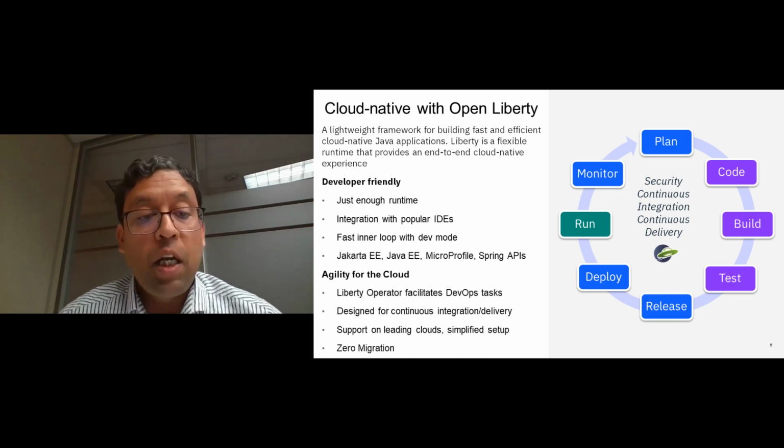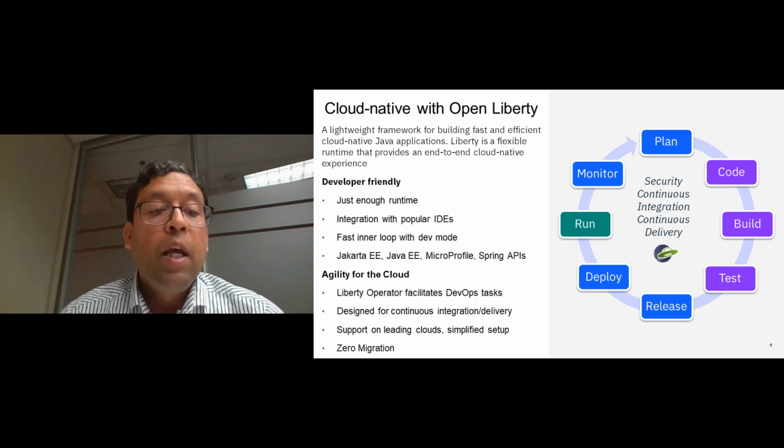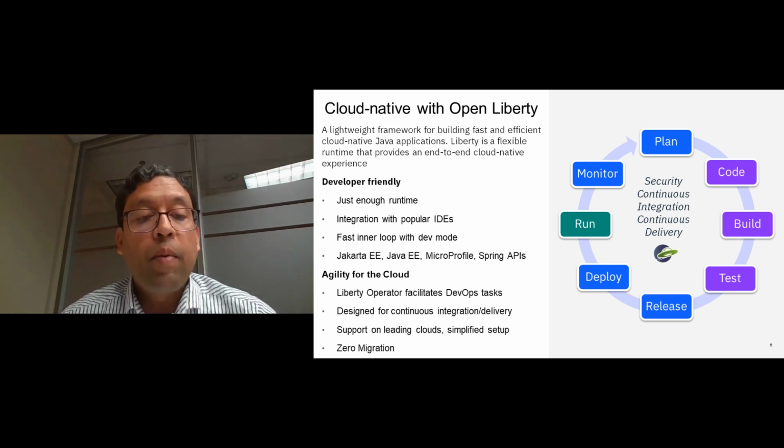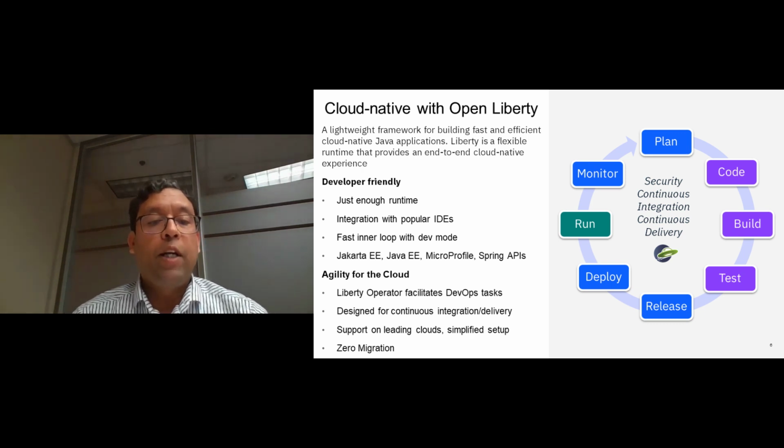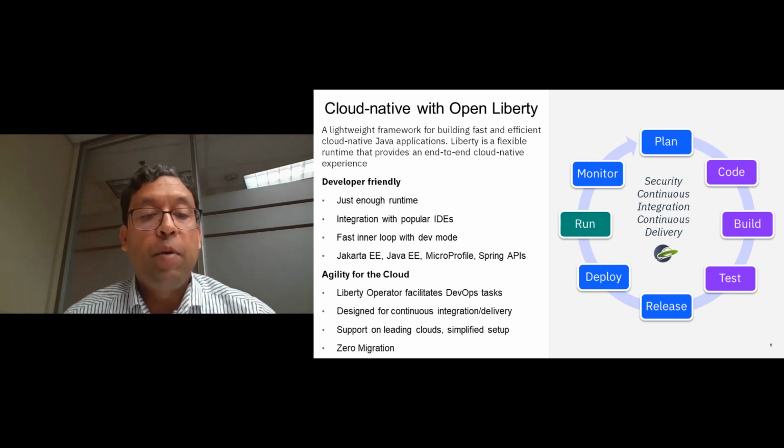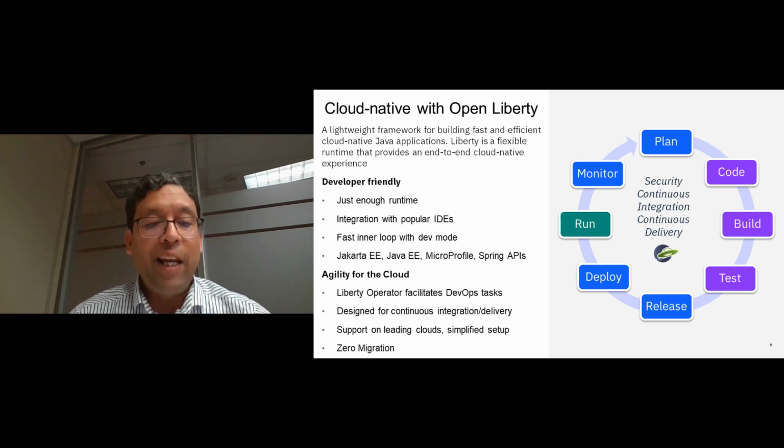On the agility front, there's a very capable and very beneficial Liberty operator that facilitates and automates many tasks that are specific to your Liberty applications. This can be used as an extension point on top of the OpenShift framework that already automates a bunch of operational tasks. But using the Liberty operator, you can get specific tasks related to your Liberty applications automated as well.